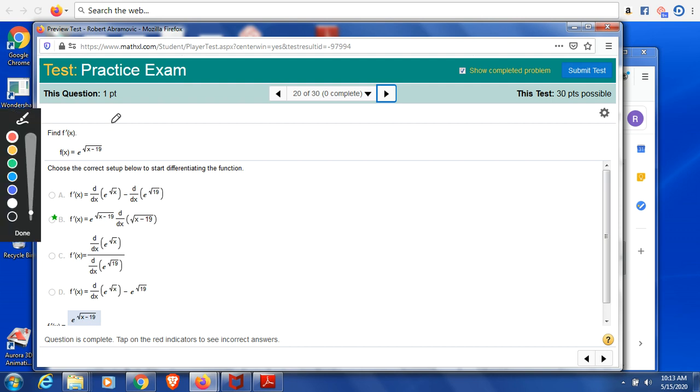So to find the derivative of this function, remember the setup. Differentiating e to a function, the inside function is what's in the exponent. The outside function is e to that exponent. So the chain rule says the derivative of e to a power is going to be e to the power times the derivative of that power. Here the outside function is e to the power, the inside function is square root of x minus 19. So its derivative is e to the square root of x minus 19 times the derivative of square root of x minus 19.